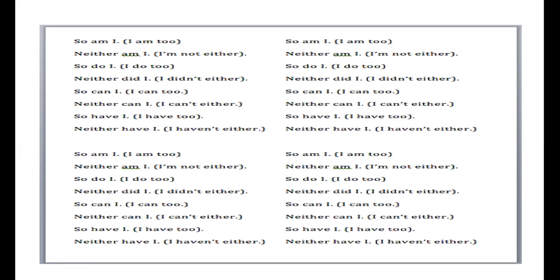Remember, when I say, so am I, it's equal to saying, I am too. Neither am I, I am not either. So do I, I do too. Neither did I, I didn't either. So can I, I can too. Neither can I, I can't either. So have I, I have too. Neither have I, I haven't either, right?